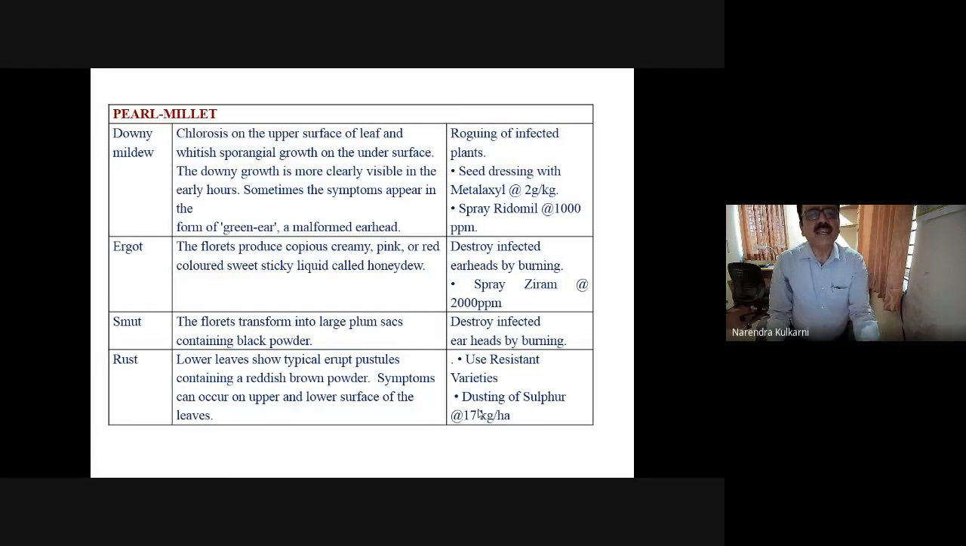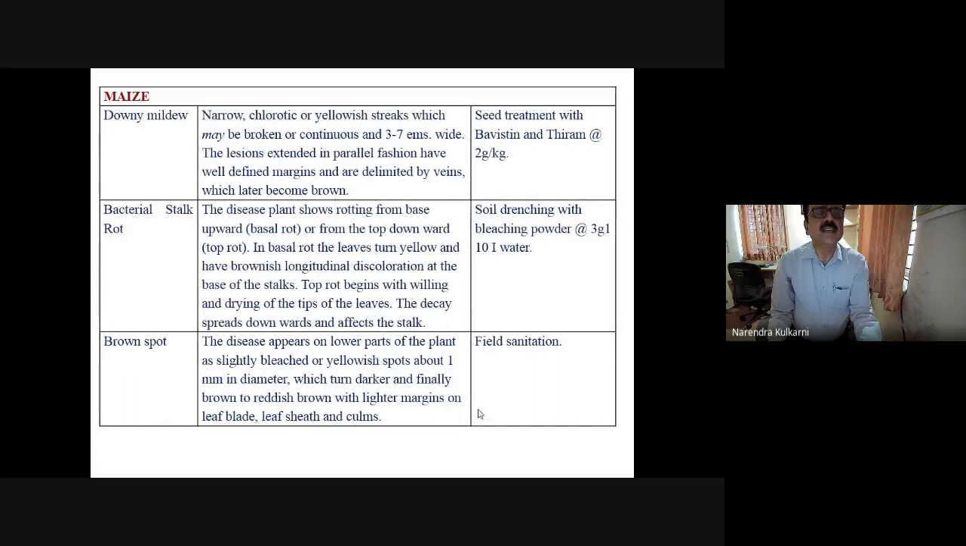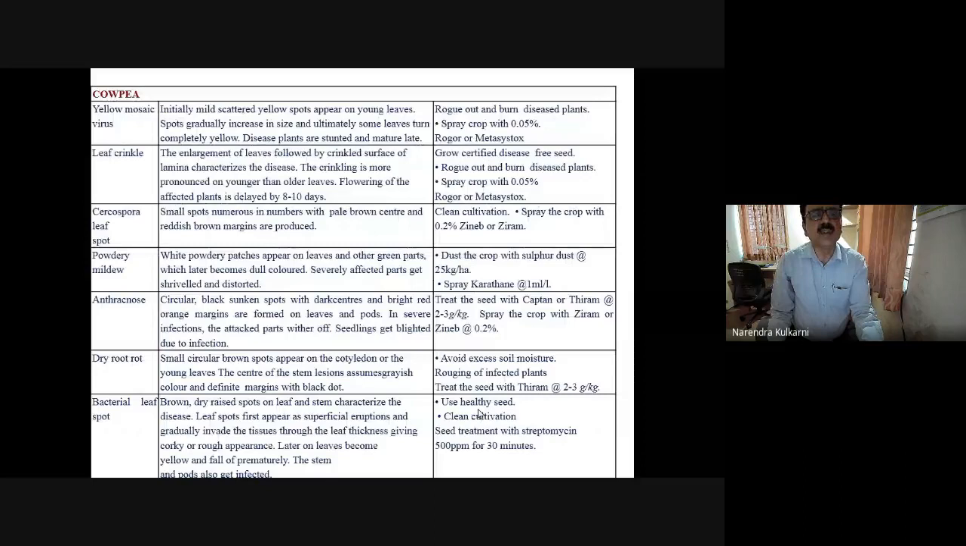And these are the other minor things. I will not go into the details of pearl millet and other crops. In maize also, most of the time, seed treatment is enough to take care of diseases like downy mildew and others. So you may not require foliar spray. And even in cowpea also.